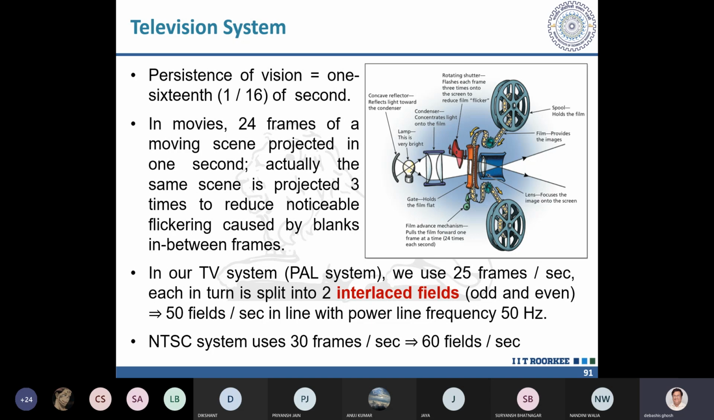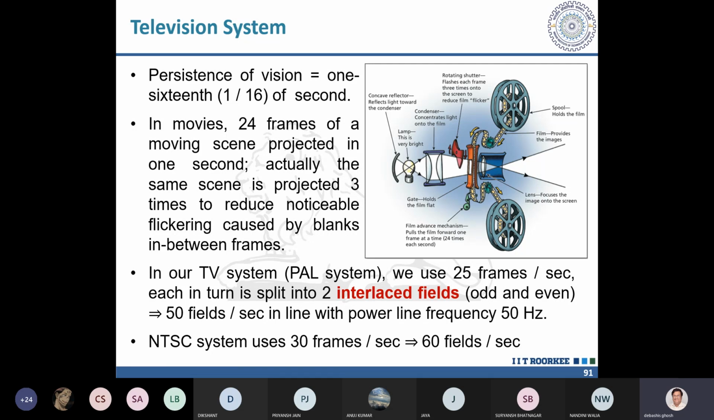Now in television, we are using basically the same idea. Instead of 24 frames, the television system in our country, which is called the PAL system, and many other countries use the PAL system, uses 25 frames in a second. In the movie theater, they used to split 24 to 72; here we are not doing that. We split 25 frames into 2 fields per frame, so we finally have 50 fields per second.